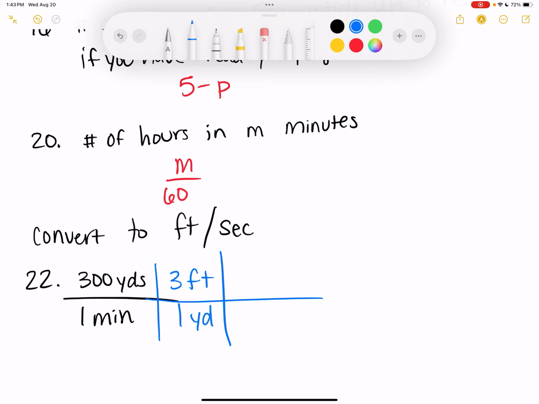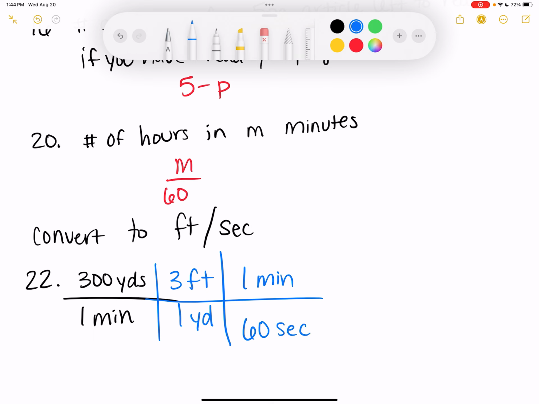And then normally you would do this and then you'd have to do minutes to seconds, but with a T-chart you can do the whole thing all at the same time. How many seconds are in a minute? 60. So I'll put the 1 minute up here and 60 seconds on the bottom.